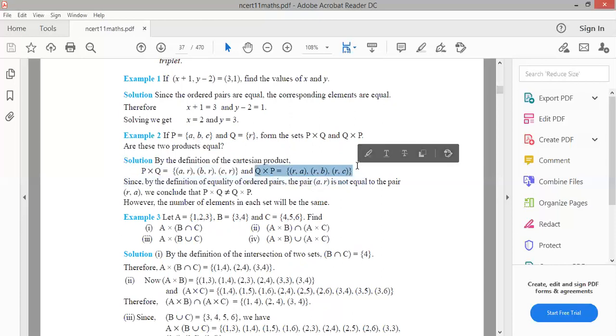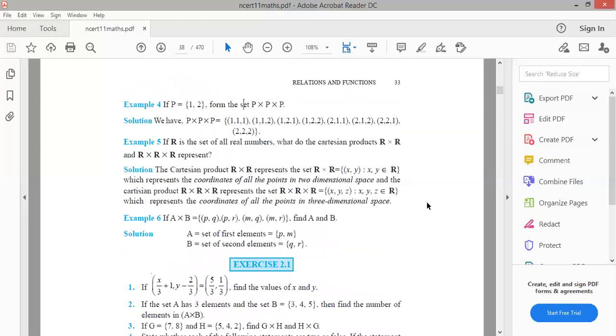Since the cross product contains ordered pairs, ordered pairs means the first element, this r, belongs to this Q, and this a, this b, and the c, they belong to P. Okay, this is actually the meaning of the cross product.